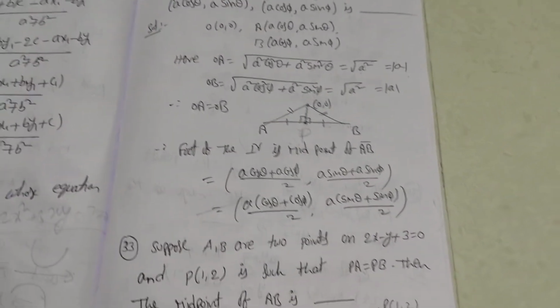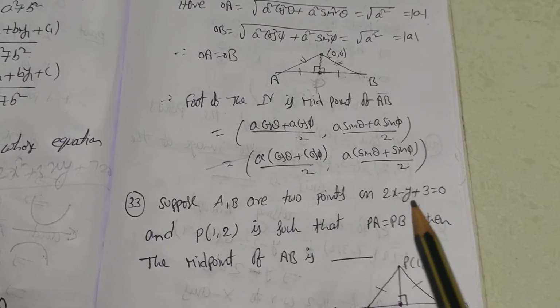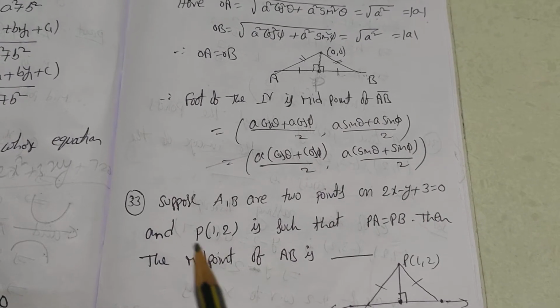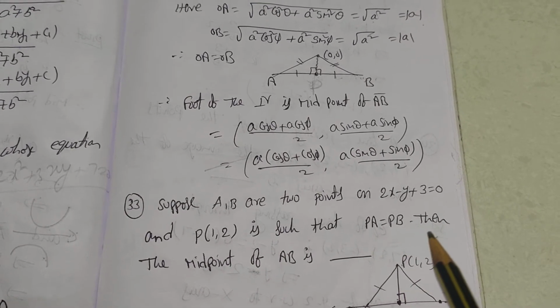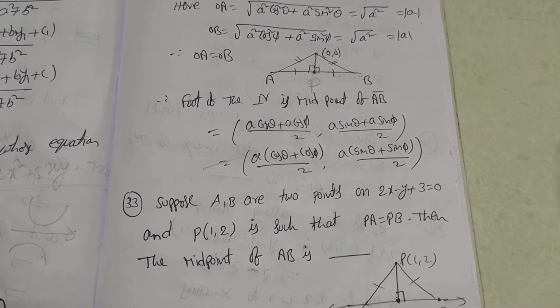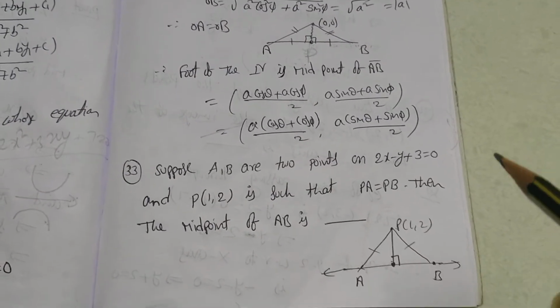Very easy. Okay, next question 33. Suppose A, B are 2 points on 2x minus y plus 3 is equal to 0 and P (1, 2) is such that PA is equal to PB, then the midpoint of AB is, okay, then the midpoint of AB he is asking.